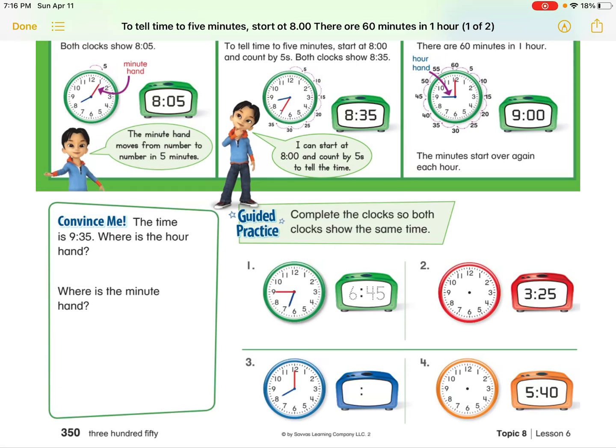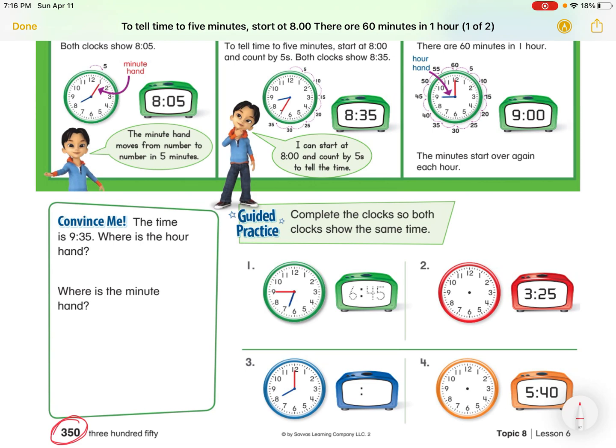Alright, you guys, we are on lesson 8.6. This is page 350 in your Envisions workbook. So please make sure you're on page 350. And the page number is at the bottom of my screen if you need it. So we are telling time.